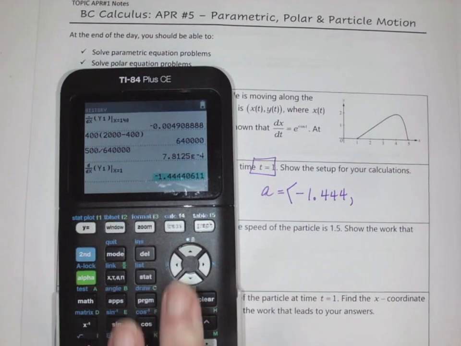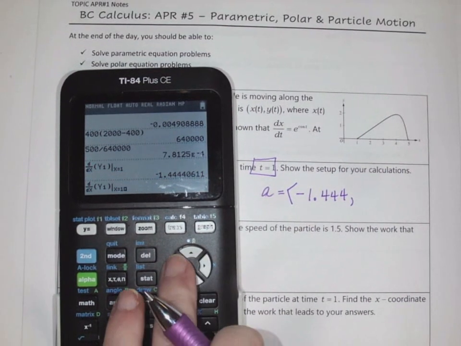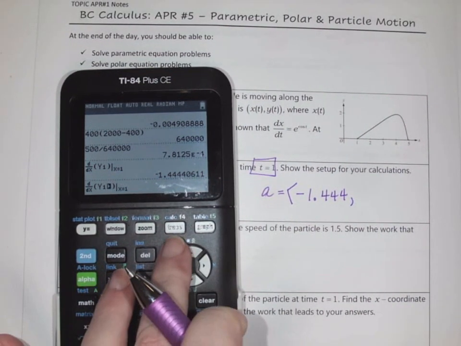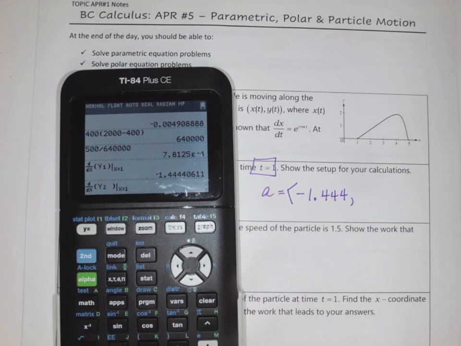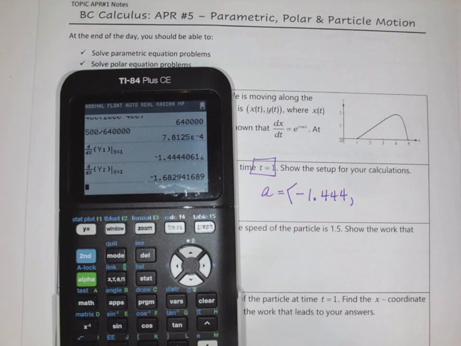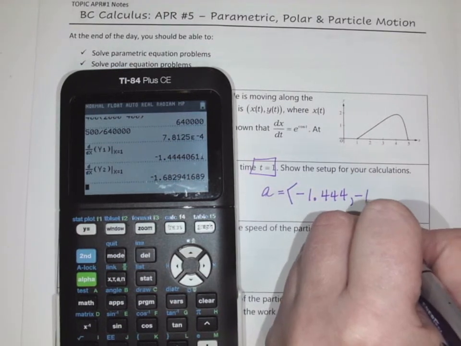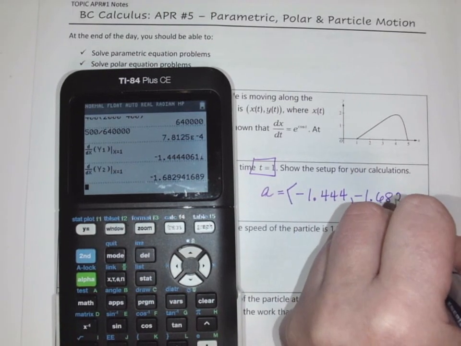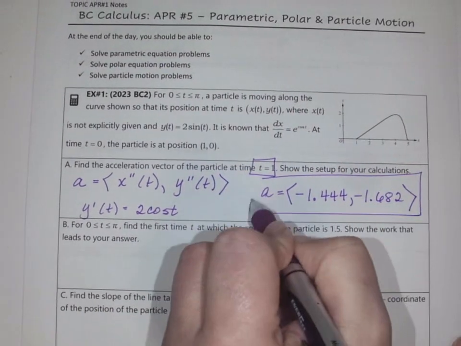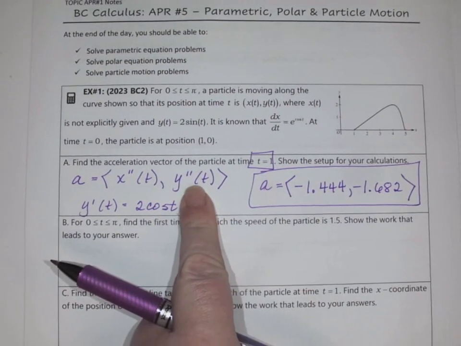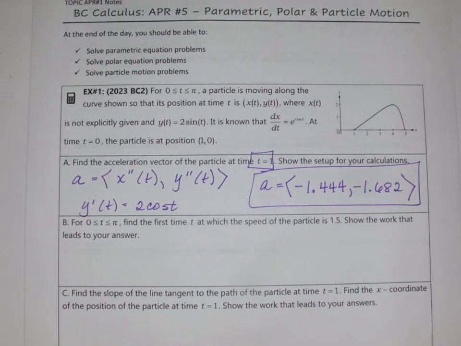And then we're going to do the same thing, but now we're going to go into y2. And we get negative 1.6829. So that would be our acceleration vector. And really, as long as you tell me what you're going to do, then you're good with your setup.